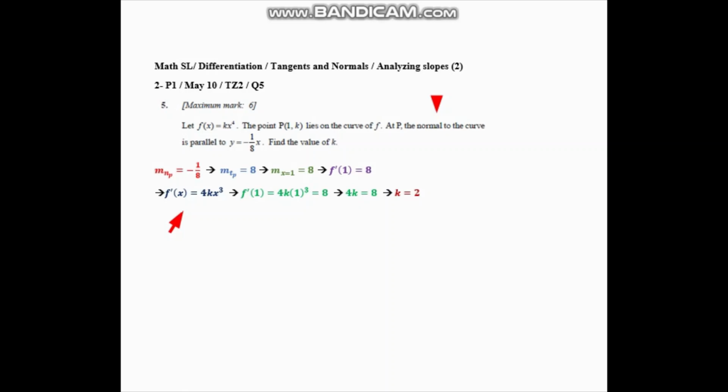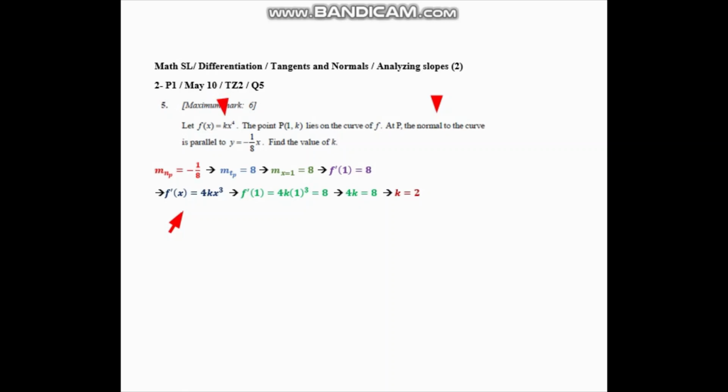Because sometimes the wording of the question is confusing. So use your keywords to find the appropriate math processes that you need to implement in the question. Normal, then I'm going to differentiate, find the slope, find the tangent, the things that I associate with the word normal to the curve. So anyway, we differentiated this function kx power 4.